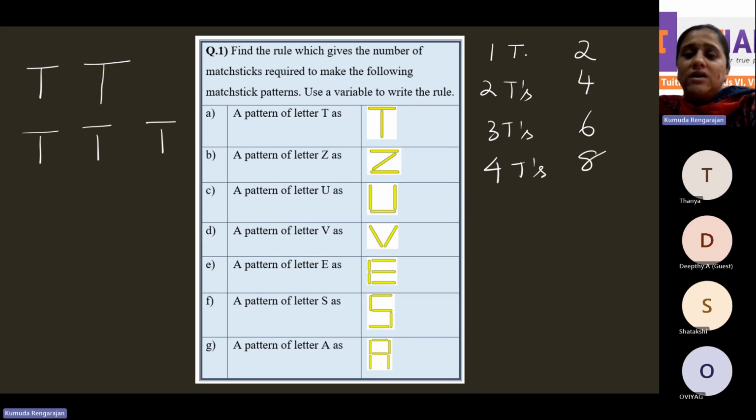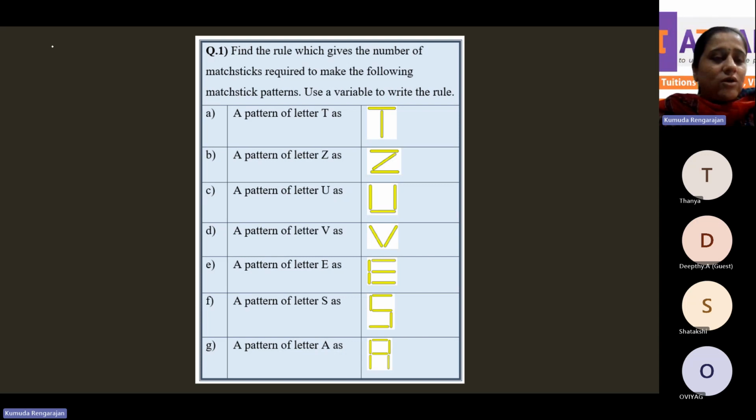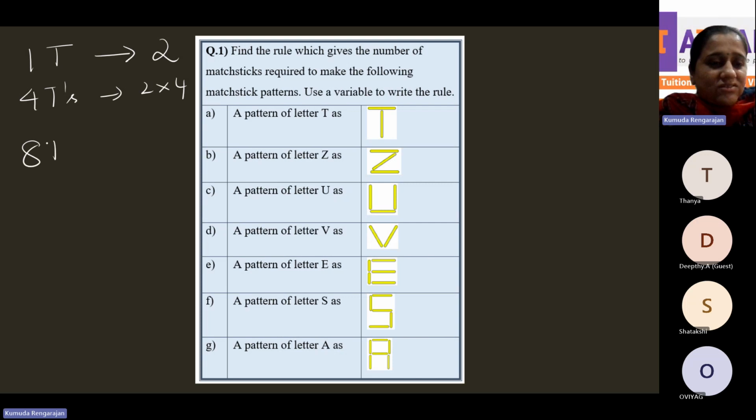So that means it is 2 into 1, 2; 2 into 2, 4; 2 into 3, 6; 2 into 4, 8. If you want to make 4 T's, it's 2 into 4, because for 1 T you need 2. To make 1 T, how many matchsticks? 2 matchsticks. To make 4 T's, you will need 2 into 4 matchsticks. To make 8 T's, 1 T needs 2 matchsticks, so 8 T's need 2 into 8.